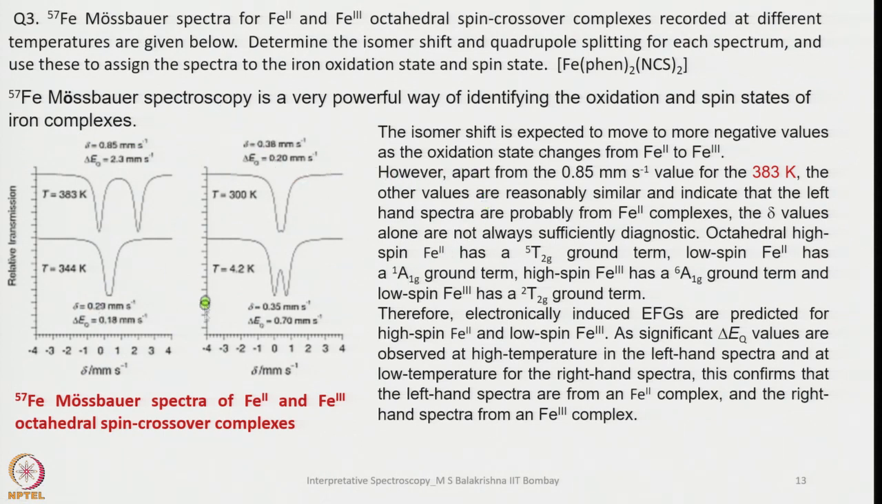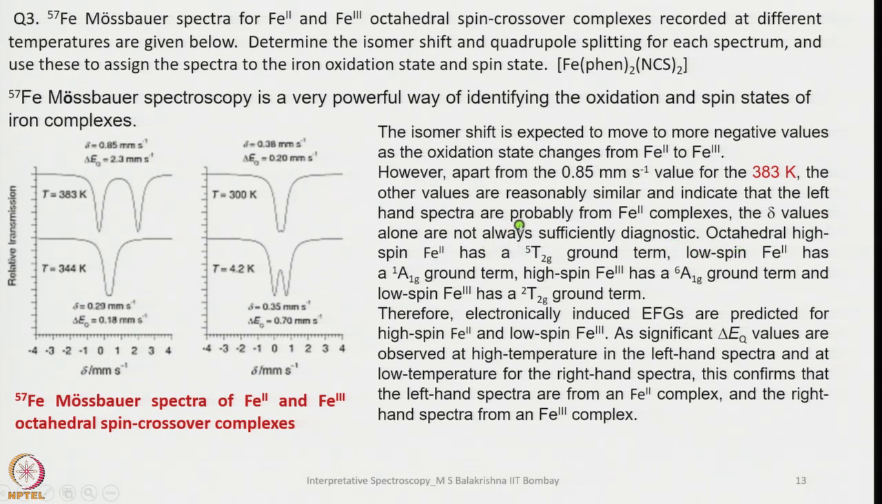Now if you look into the data given for iron 2 and iron 3 octahedral spin crossover complexes, the isomer shift is expected to move to more negative values as the oxidation state changes from iron 2 to iron 3. However, apart from 0.85 millimeters per second, and a value for the 383 Kelvin, the other values are reasonably similar and indicate that the left-hand spectra are probably from iron 2 complexes. The delta values alone are not always sufficiently diagnostic.